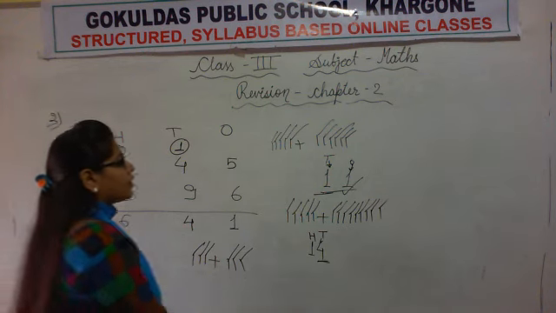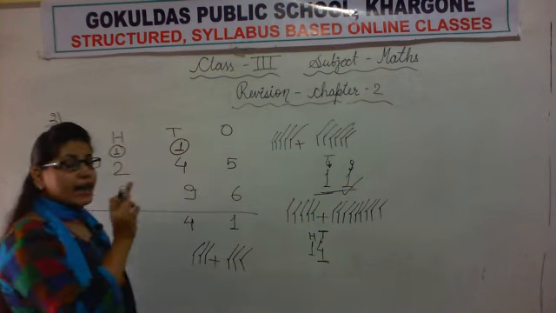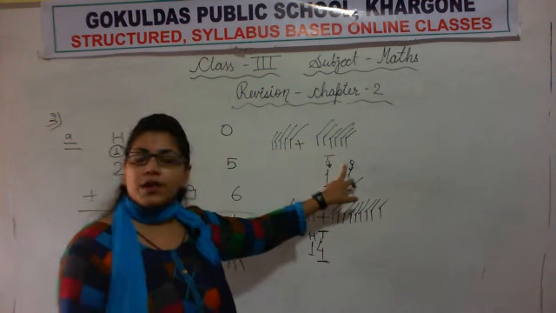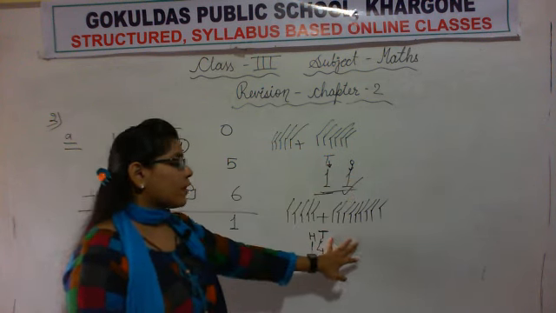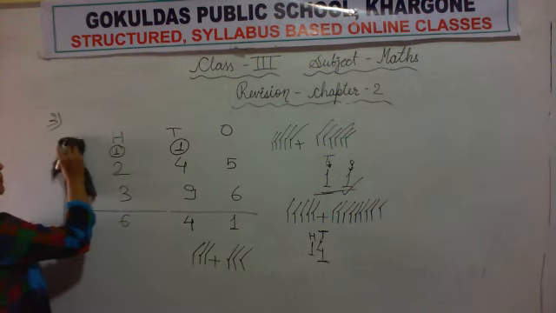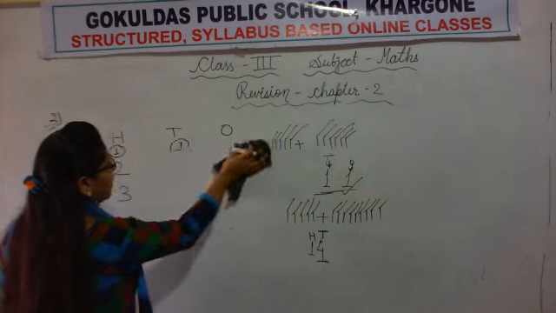What we have done, first of all, we write that place which we are adding. Here we were adding ones, so we wrote ones. Here we were adding tens, so we wrote tens. Now, try to do part B on your own till I am rubbing the board.